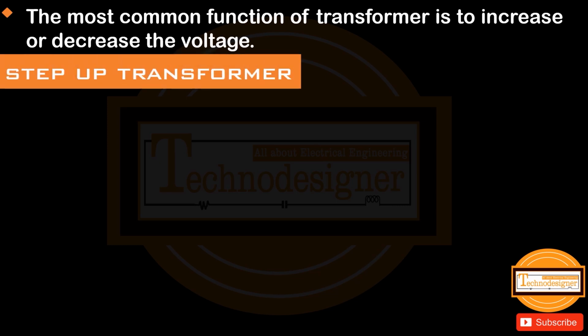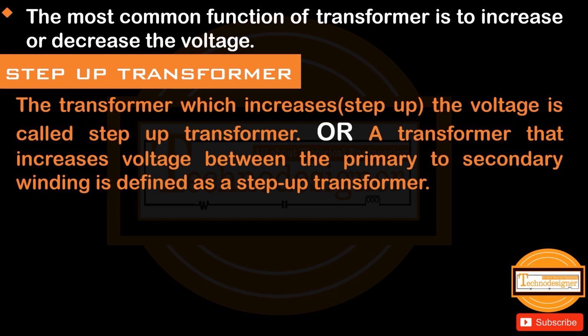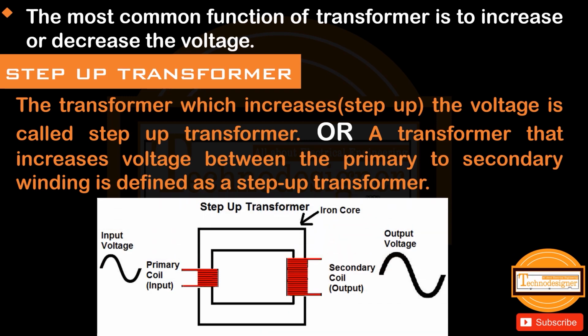Step-up transformer. The transformer which increases, steps up, the voltage is called step-up transformer. Or, a transformer that increases voltage between the primary to secondary winding is defined as a step-up transformer. From the figure, note that we are giving voltages to primary winding and we are getting output from secondary winding. Also, for step-up transformer, we have more windings in the secondary coil as compared to primary coil.